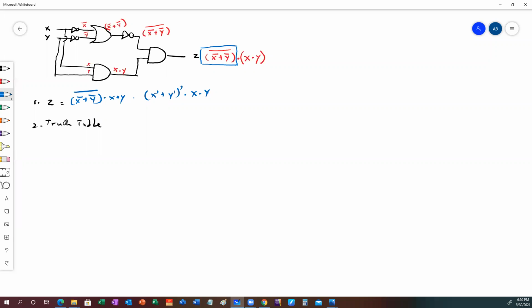Right, okay. Let's move to the truth table. Here the truth table is X, Y, then X bar, Y bar, then within brackets X bar or Y bar, then X and Y, then again X bar or Y full bar, then finally X bar or Y bar full bar and X and Y.